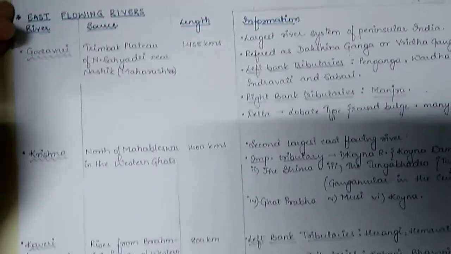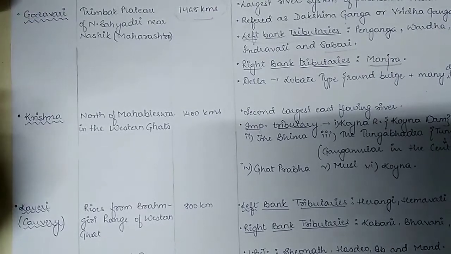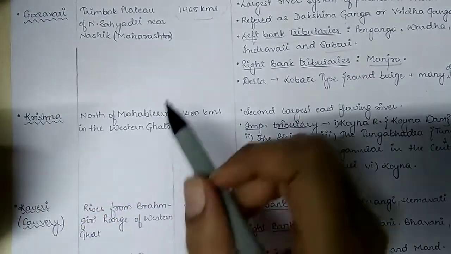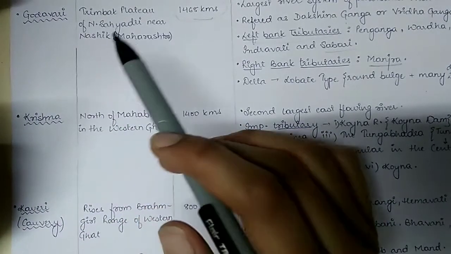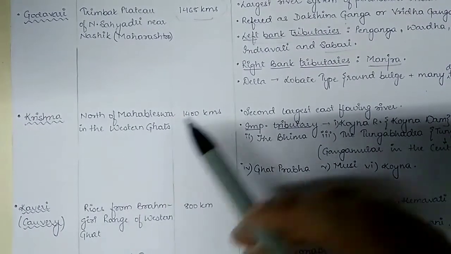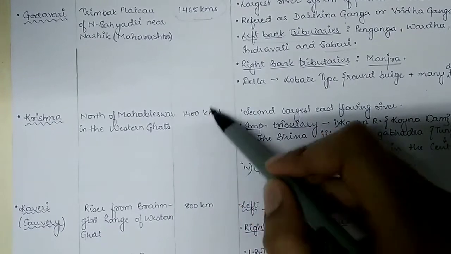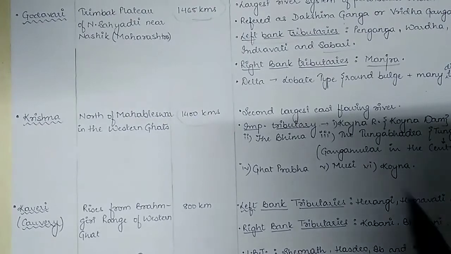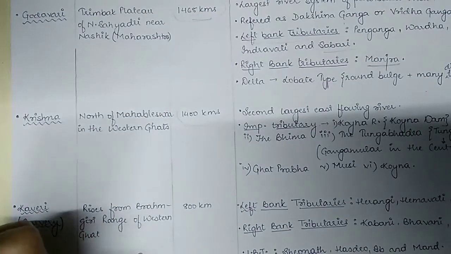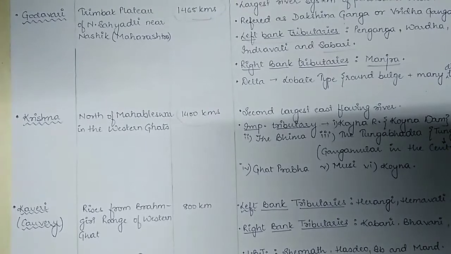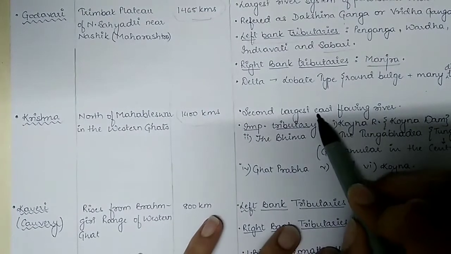Next we have the Krishna River. Krishna originates from the north of Mahabaleshwar in the Western Ghats, and it covers a length of 1400 kilometers. That makes it the second largest east flowing river. The first largest east flowing river is Godavari, which is actually the largest river in peninsular India, and the second largest east flowing river is Krishna.